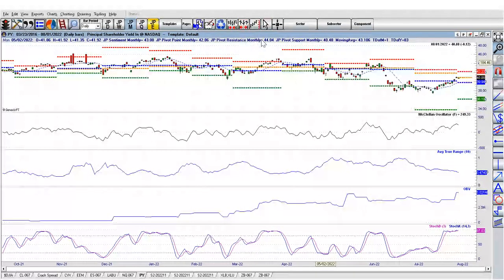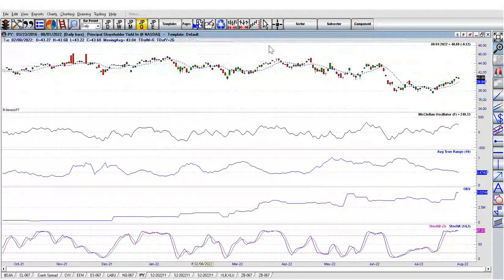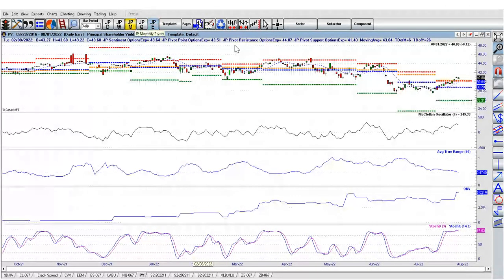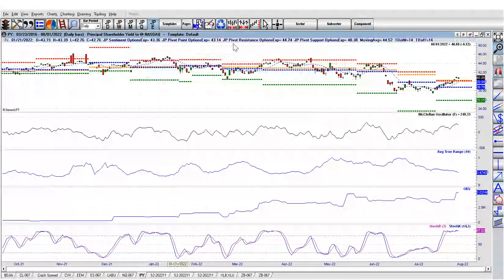What you have here are quarterly pivots. These quarterly pivots end on a financial quarter. This is monthly pivots, but this E stands for option expiration pivots. They're different than the monthly because the monthly is a calendar month and option expiration is the third Friday of the month that expires.